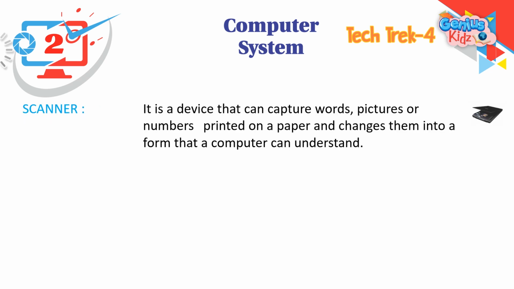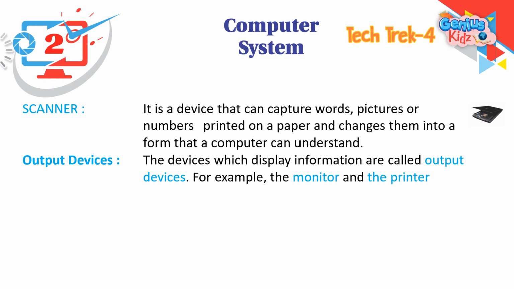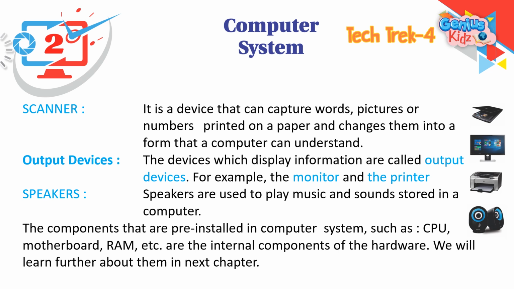Scanner. It is a device that can capture words, pictures or numbers printed on a paper and changes them into a form that a computer can understand. Output devices. The devices which display information are called output devices. For example, the monitor and the printer. Speakers. Speakers are used to play music and sound stored in a computer.